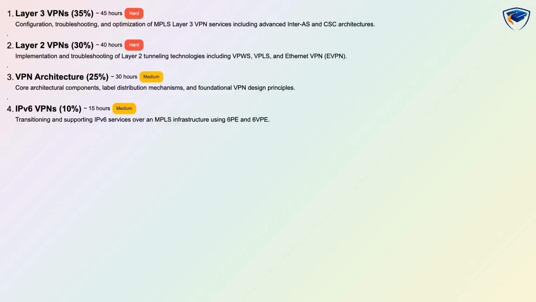This exam covers 4 domains with exact weightings you must master: Layer 3 VPNs 35%, Layer 2 VPNs 30%, VPN architecture 25%, and IPv6 VPNs 10%. Each domain has a clear focus and recommended study time, with Layer 3 and Layer 2 requiring hands-on practice and conceptual understanding, while VPN architecture is more scenario-based and IPv6 is scenario-based, focused on transition technologies.